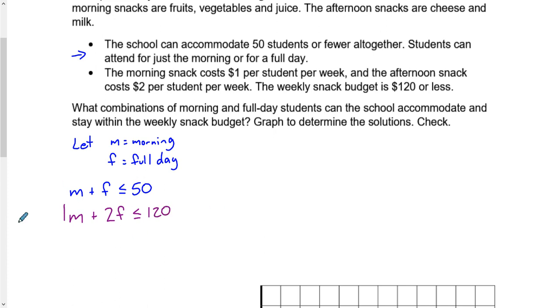This is not the case because if a student is attending full day, so a full day means morning and afternoon. If you have attended for the morning and afternoon, a full day student would technically cost $3 per day. So this is the correct equation. This is the one that we need to use.